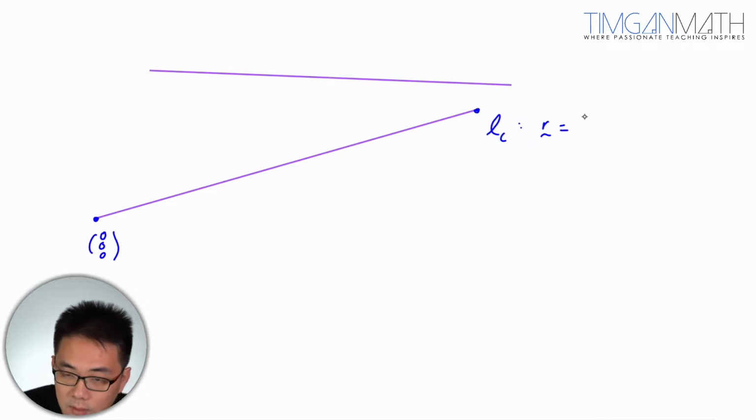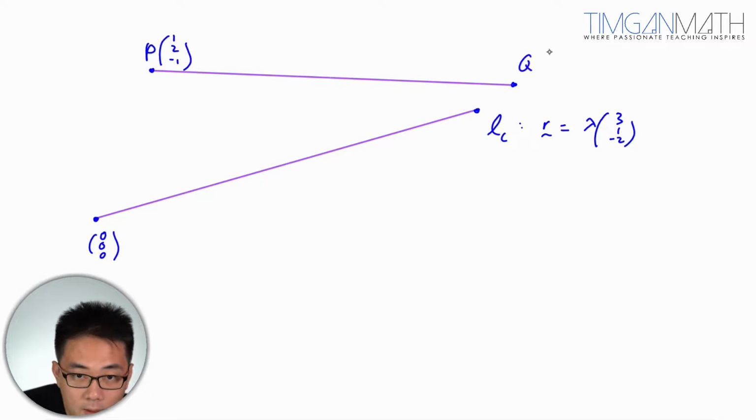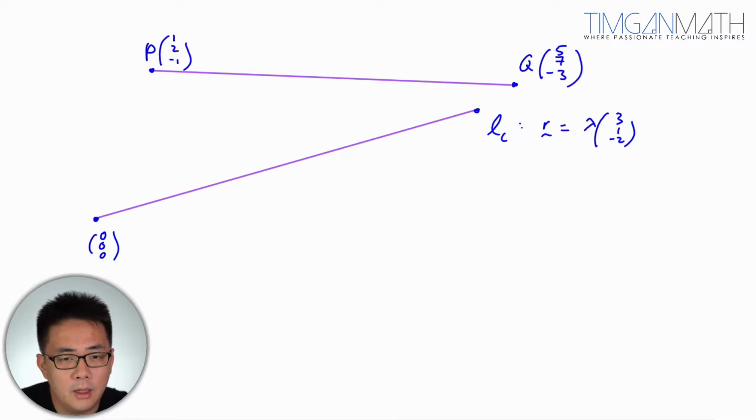R equals lambda (3, 1, -2), and this is P, which is actually (1, 2, -1), Q, which is actually just (5, 7, -3). Okay, then the engineer wishes to reduce the length of the cable required and believes that in order to do this, the angle PQR should be 90. Show that this is not possible.